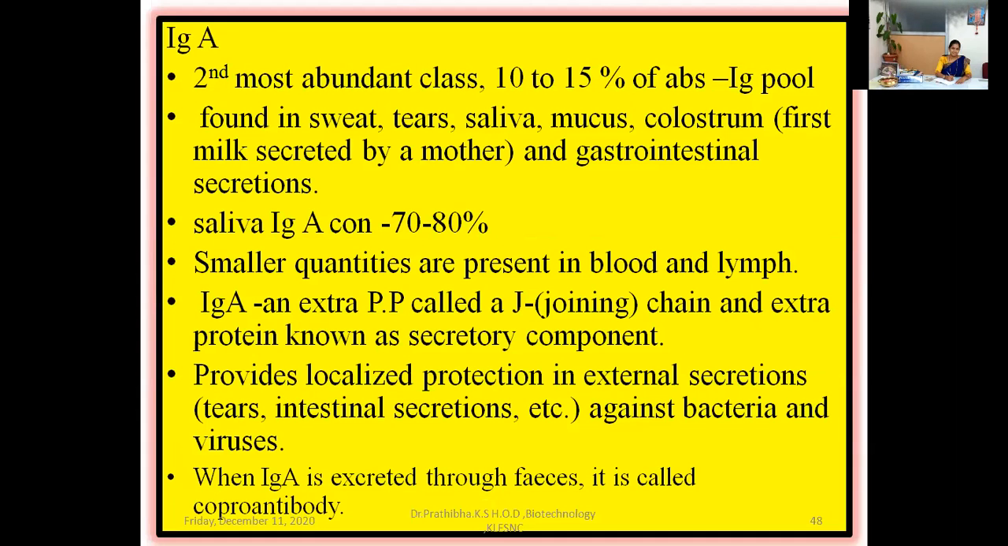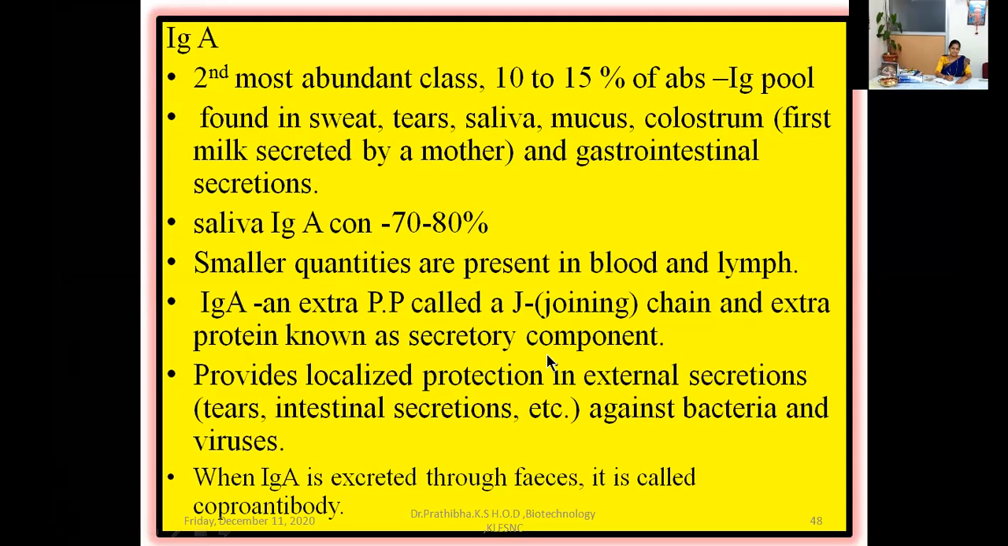To summarize again, IgA is the second most abundant class, accounting for 10 to 15% of the antibody or immunoglobulin pool. It is found in sweat, tears, saliva, mucus, colostrum, the first milk secreted by the mother, and gastrointestinal secretions. In saliva, the IgA concentration is 70 to 80%. Smaller quantities are present in blood and lymph. An extra polypeptide chain called the J chain and an extra protein known as the secretory component can be seen.